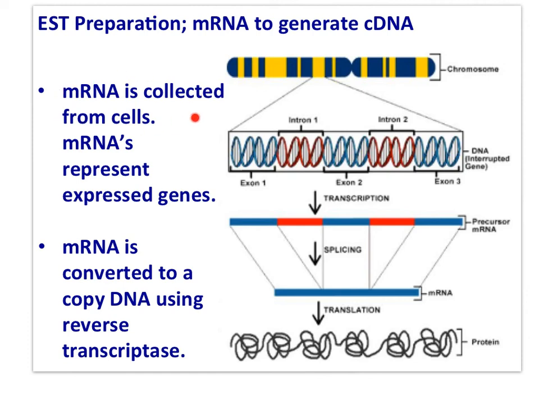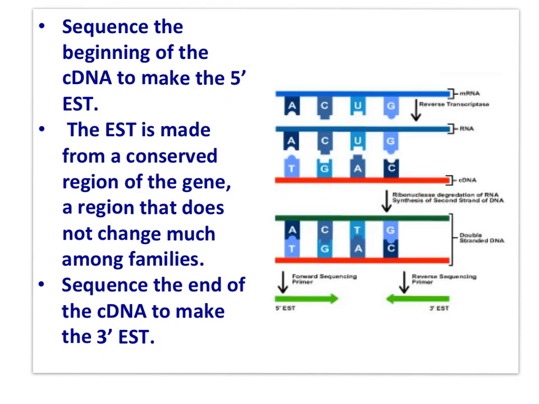The mRNA is collected from cells, and these mRNAs represent expressed genes, and then the mRNA is converted to the DNA copy using reverse transcriptase. Once the copy DNA of the gene of interest has been made using reverse transcriptase, you can see that copy here, you sequence the beginning of the copy to make the 5' EST, or sequence the end of the copy to make the 3' EST. Typically, the EST is made from a conserved region of the gene, a region that does not change much among families.